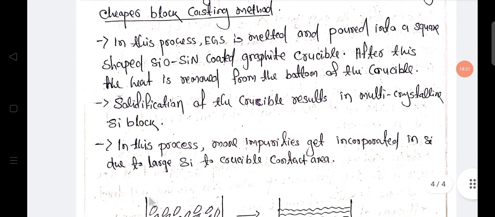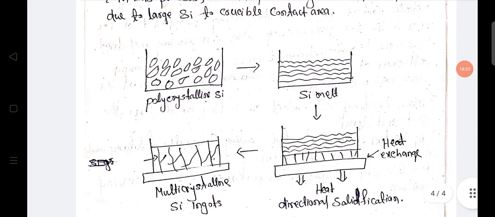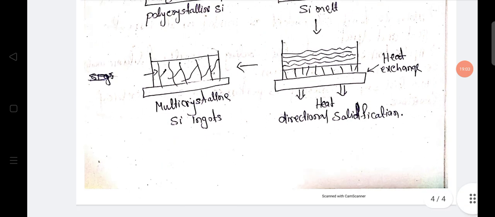Solidification in the crucible results in a multicrystalline silicon block. In this process, more impurities get incorporated in silicon due to the large Si to crucible contact area. Here there is a crucible, and in the crucible there are polycrystals. Then the polycrystalline melts, and the heat is removed from the crucible. Then the polycrystalline solidifies and we get our multicrystalline or polycrystalline blocks. Okay, thank you.